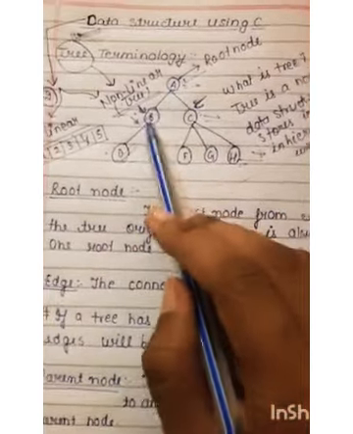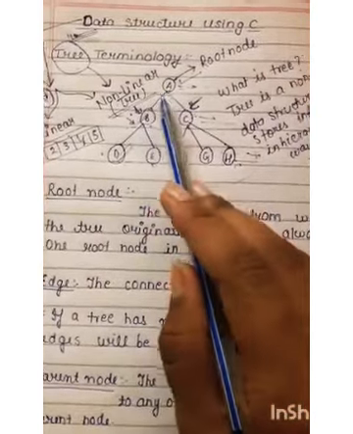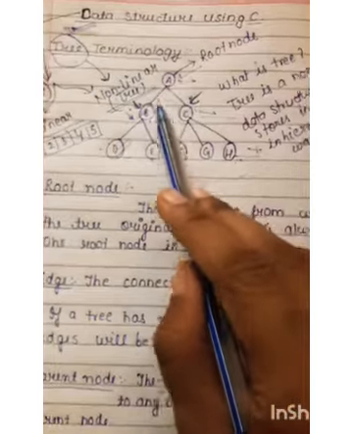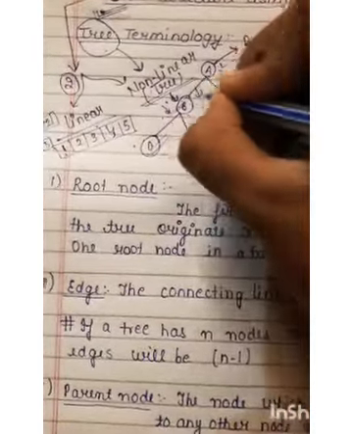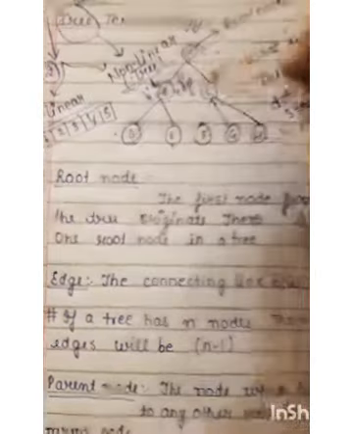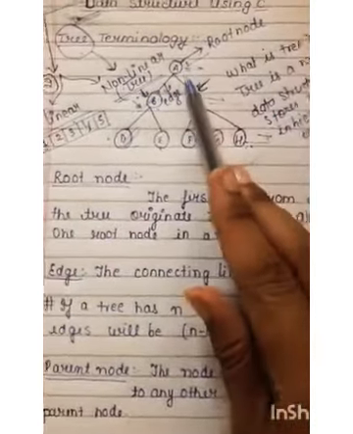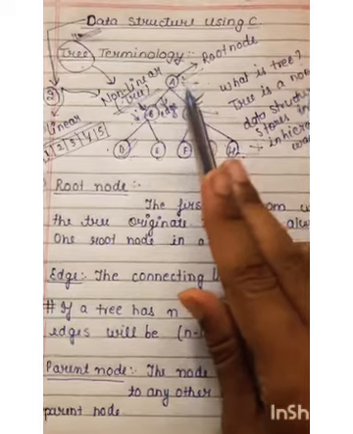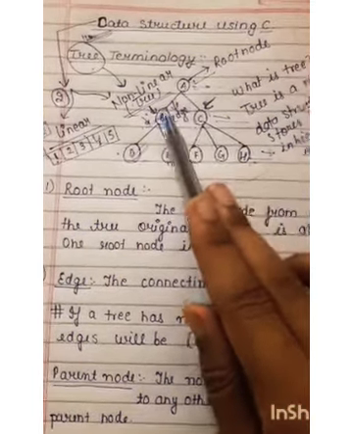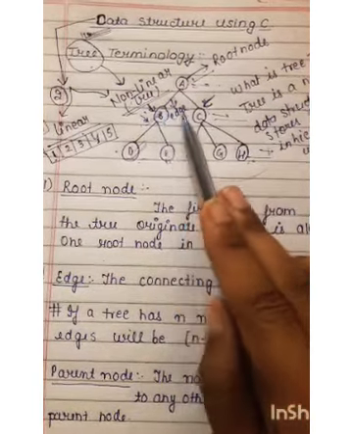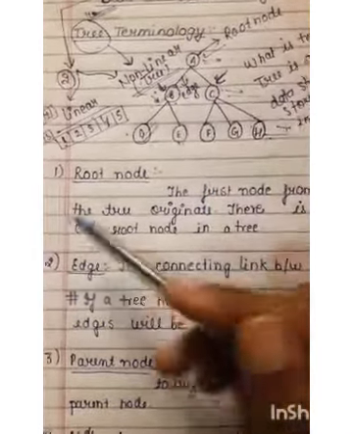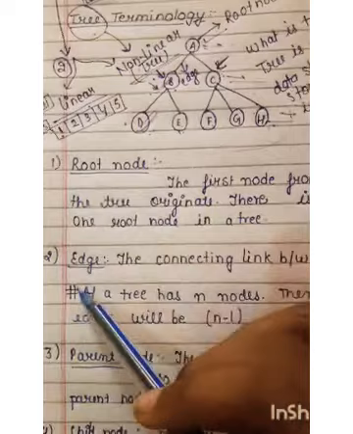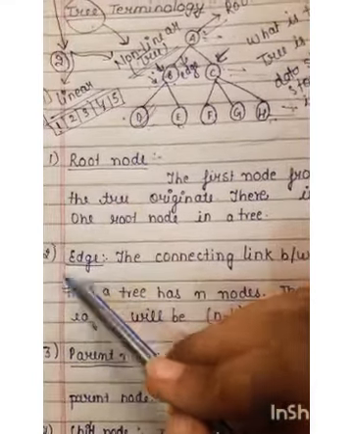these nodes, if two nodes are there, they are connected together by a link. This link is called an edge. This is called an edge. Fine. So the main node from where the tree begins is called the root node, and the connecting link between two nodes is called an edge. Up to here, I think the two terminologies would be clear in your mind: what is root node and what is edge?